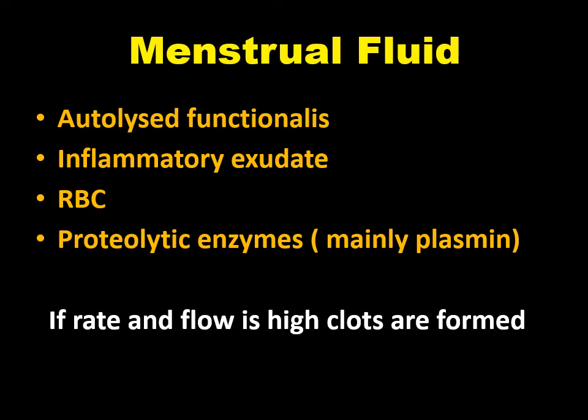The blood will be from the rupture of the spiral arteries, which are branches of the uterine artery, a branch from the internal iliac, in addition to the proteolytic enzymes, and mainly we're talking about plasmin. Usually, the menstrual fluid is liquidy, but in the presence of high flow rate, clots will be formed because the proteolytic enzymes will not have the capacity to lyse all the blood.